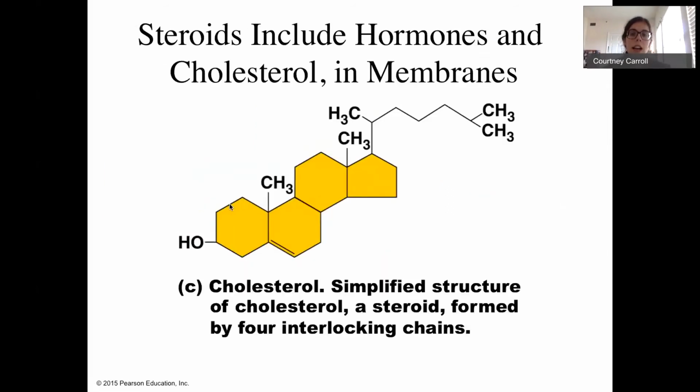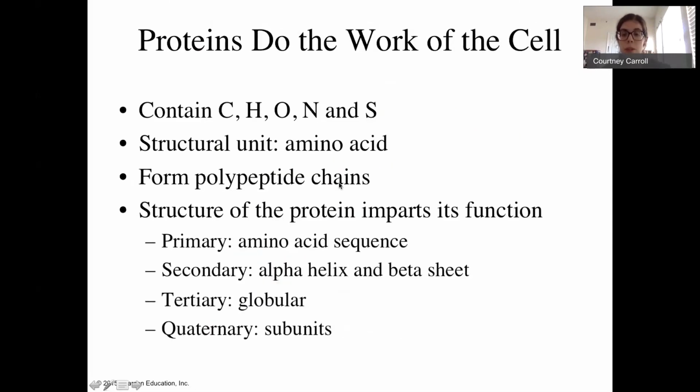Steroids are a last kind of lipid we're going to talk about. These are things like hormones and cholesterol. And they've got this interesting 4-ring structure. Okay, so that was lipids. We've talked about sugars, talked about lipids. Let's talk about proteins. Proteins do the work of the cell.